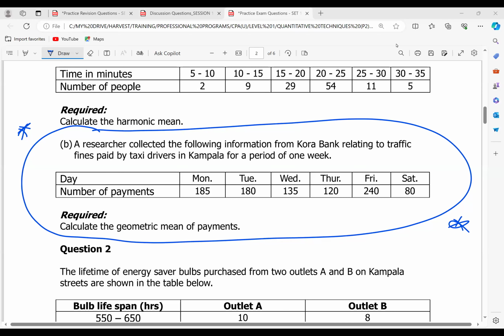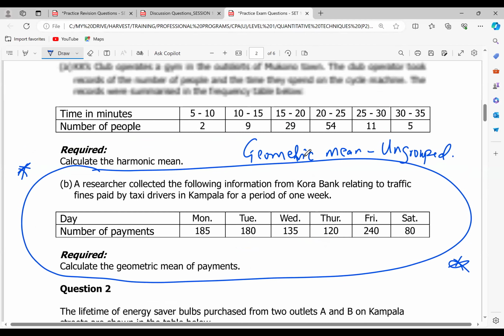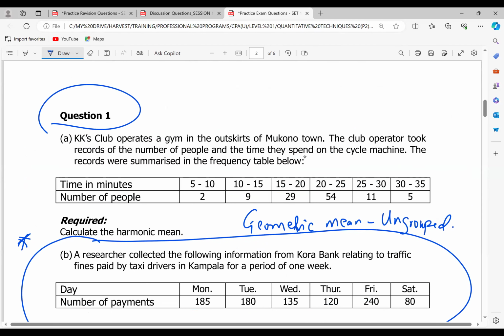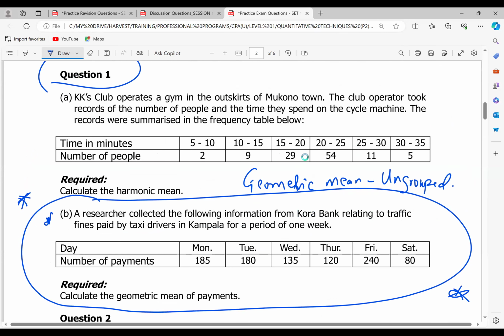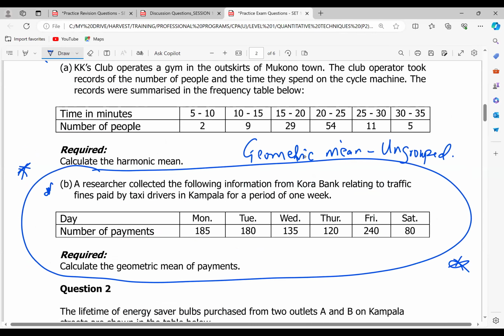And here we have geometric mean for ungrouped data. On the set of questions I've shared, it is question number 1, part B. Of course, up here we have the harmonic mean. We shall also go into that. No worries, we shall be looking at the harmonic mean as well.